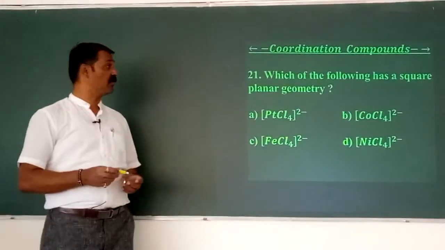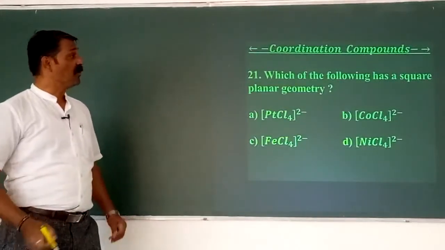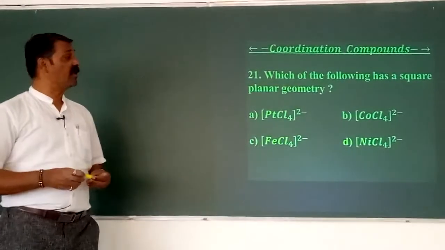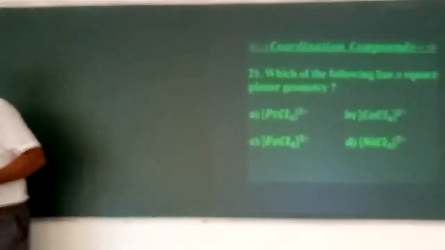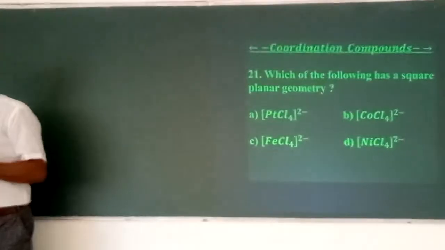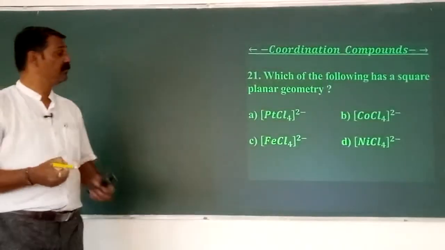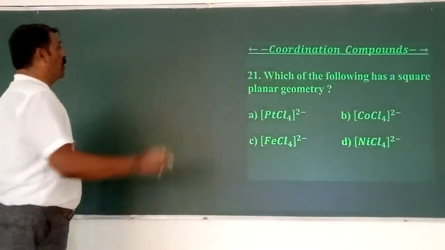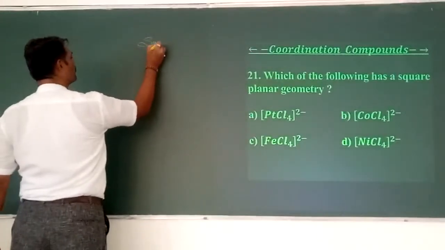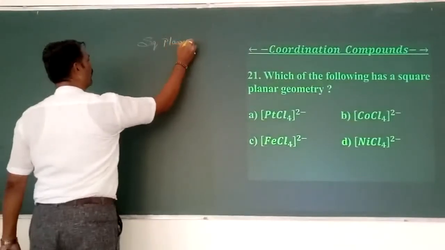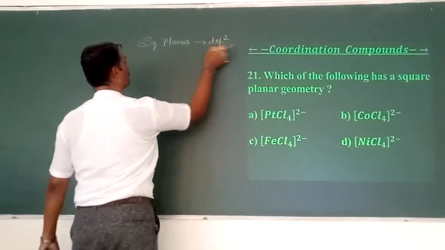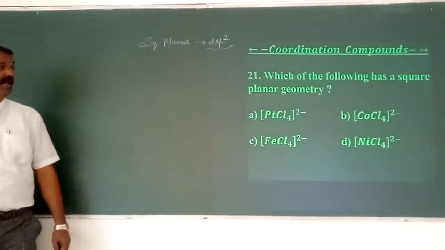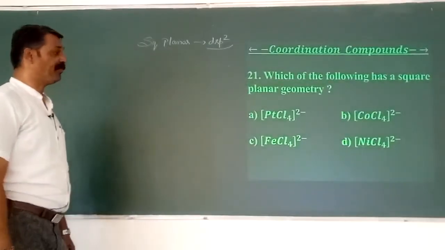So let us start with question number 21. Which of the following has a square planar geometry? Which of these will have square planar geometry? If it is square planar, it has to undergo dsp2 hybridization. What hybridization here? dsp2 hybridization.